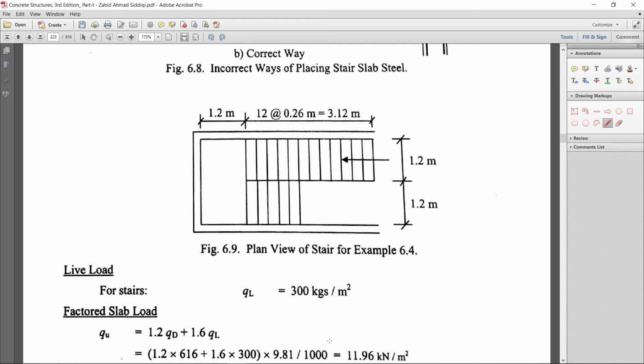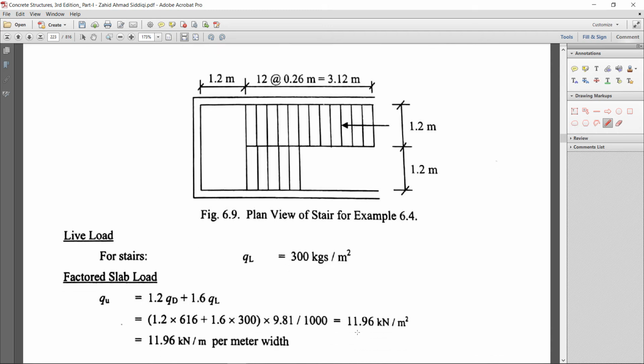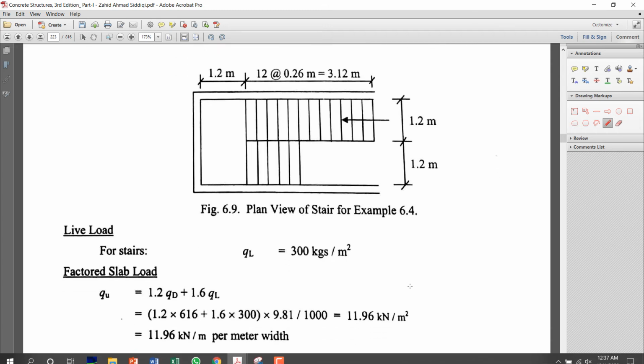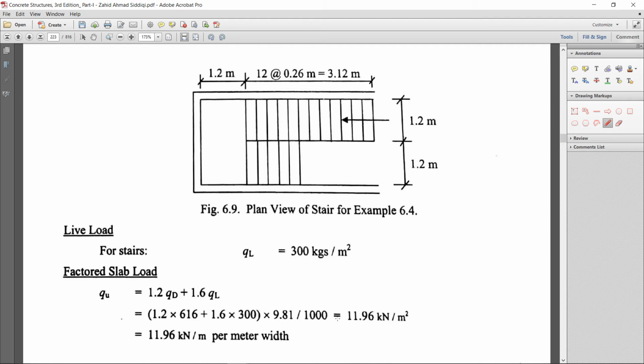Now calculate the total factored load: 1.2 dead plus 1.6 live. Our dead is 616 and our live is 300. Multiply with 9.81 divided by 1000, and we get the total factored load, that is 11.96 kilonewton per meter square. So for per meter, multiply with 1 meter, and we will get the load per meter.